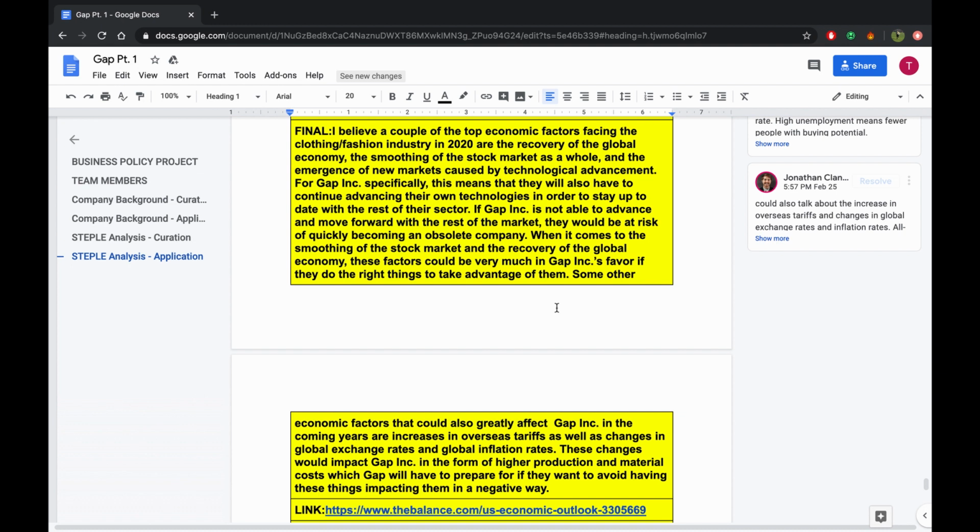Overseas tariffs greatly affect the retail industry as well. Overseas markets play a large role in the clothing retail industry. Since many of the products are produced overseas, importing and exporting of goods adds great costs to a company. Tariffs on exporting and importing can hurt or help a company depending on which way they go.